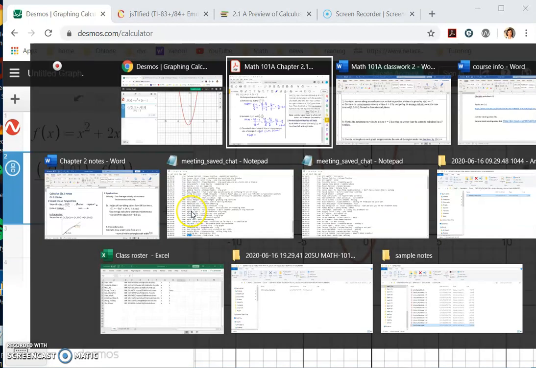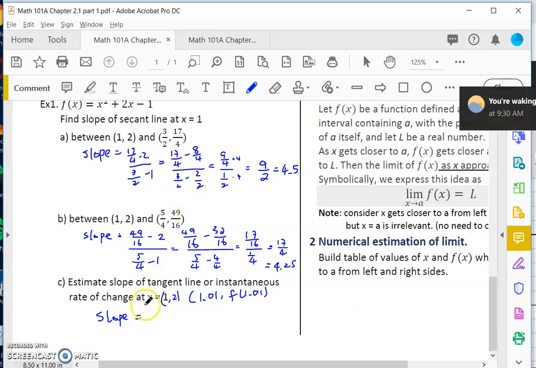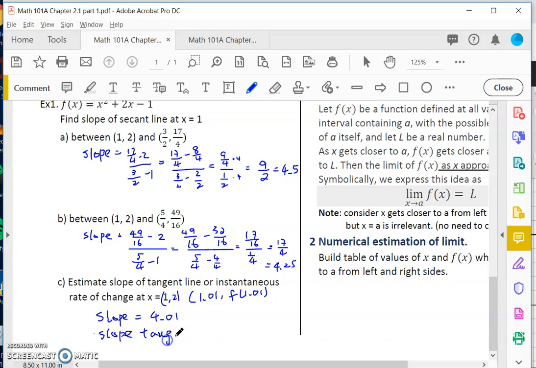The answer is over there. So we would use decimal is 4.01. So you can see that it's from 4.5 getting closer, 4.2, 4.01. At the limit, if you believe, then the slope of the tangent line, that only touches at one point, not even 1.01, would equal 4.